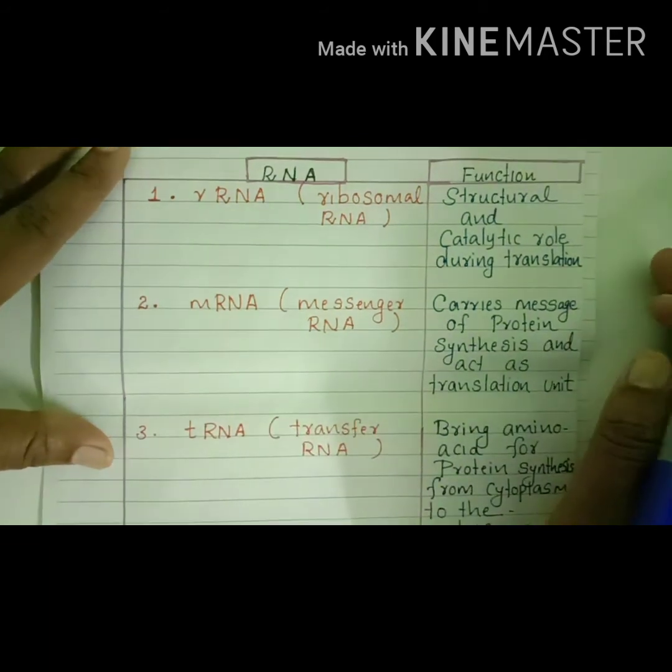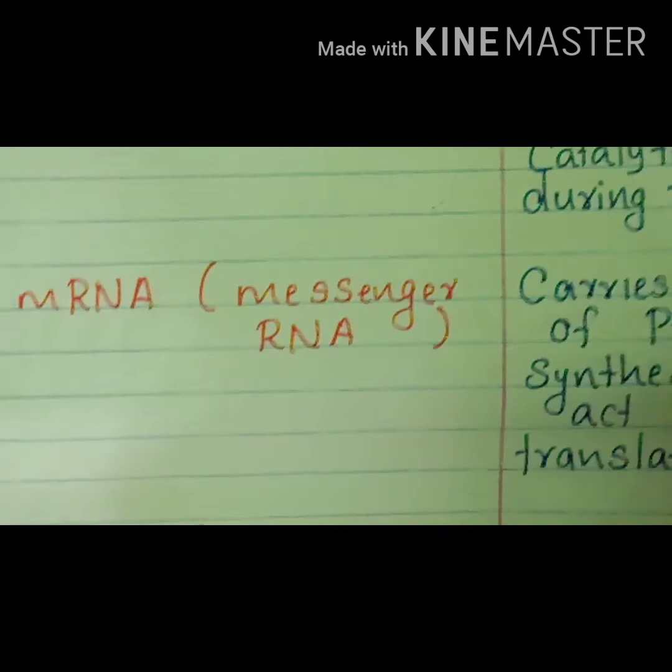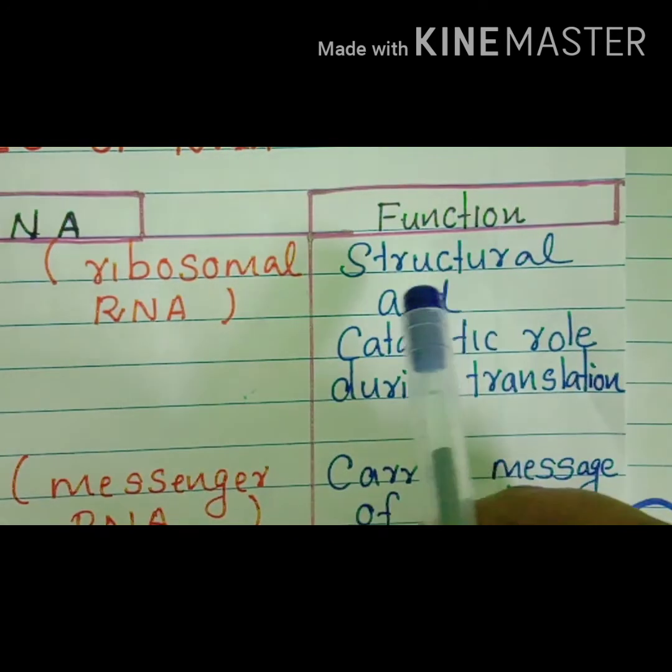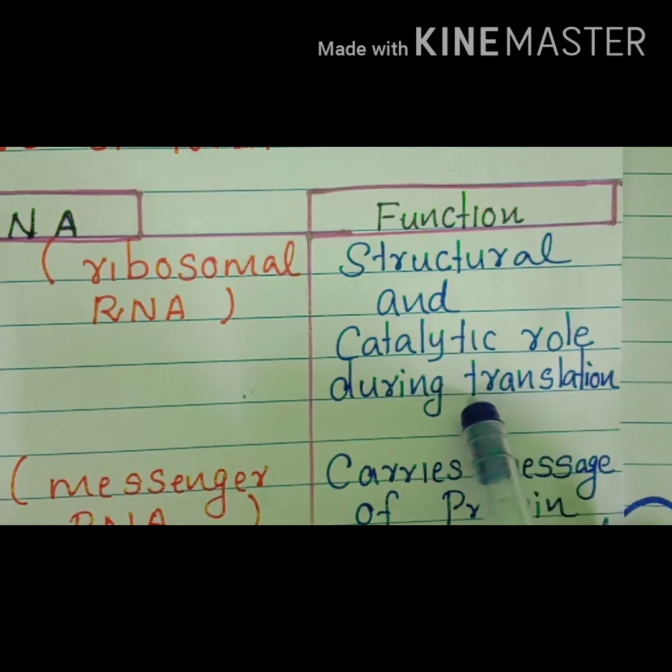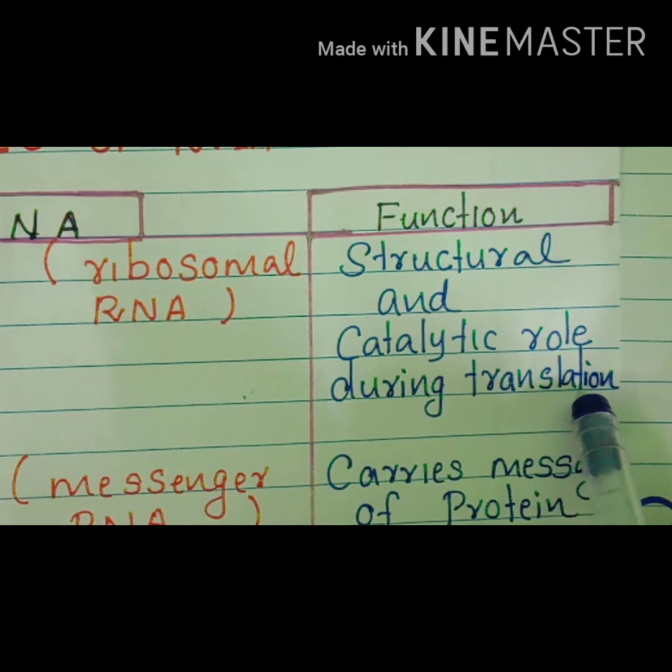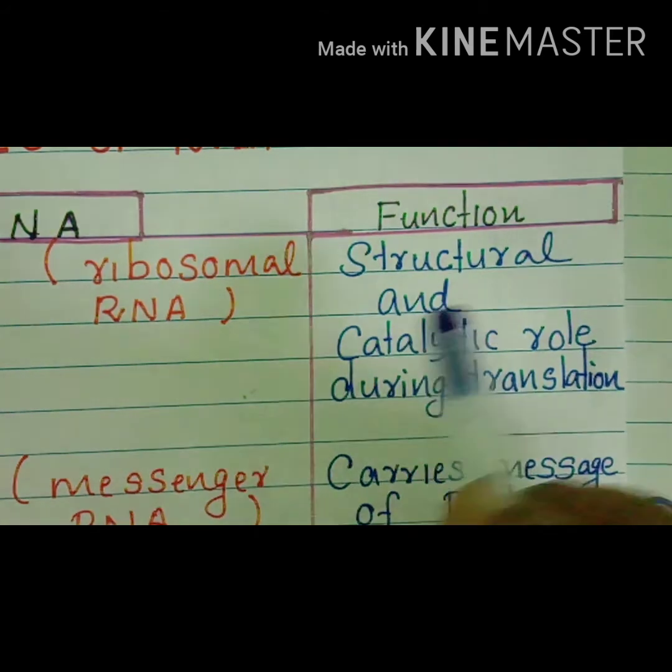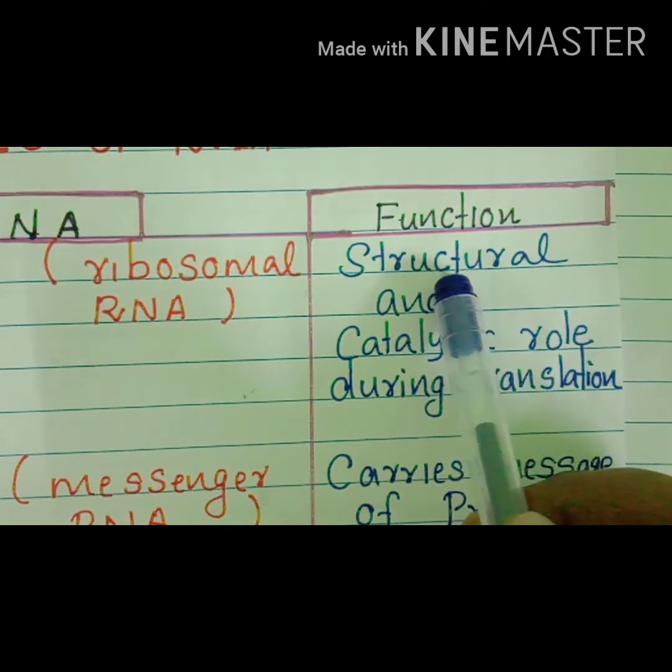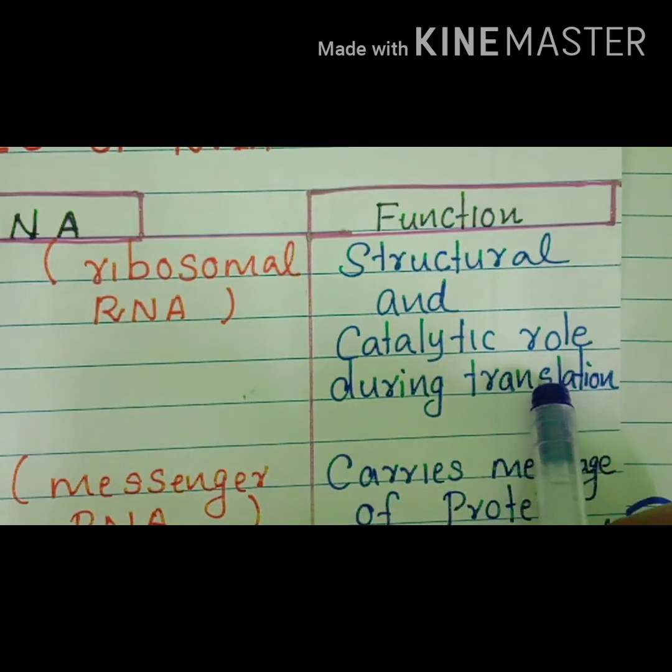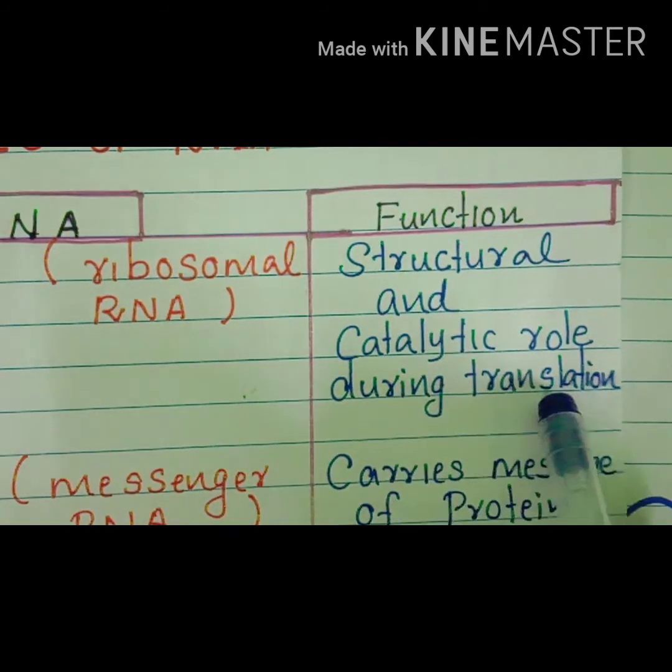What are the functions of these RNAs? The function of ribosomal RNA is that it gives a structural and catalytic role during translation. Translation is the next event in protein synthesis. That is, from the mRNA, a new protein is formed. That step is called translation. During that translation step, rRNA acts as a catalyst and also provides some structural role because it is present on where? Ribosome. Protein synthesis is also happening in the ribosome. So rRNA has a structural and catalytic role during translation.